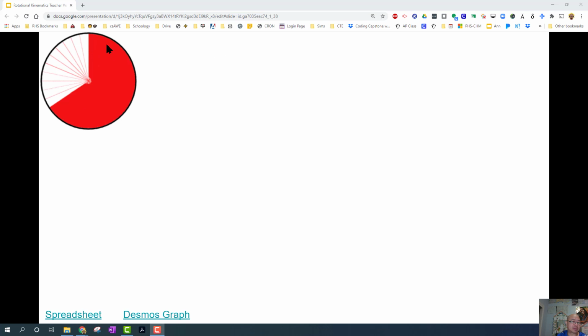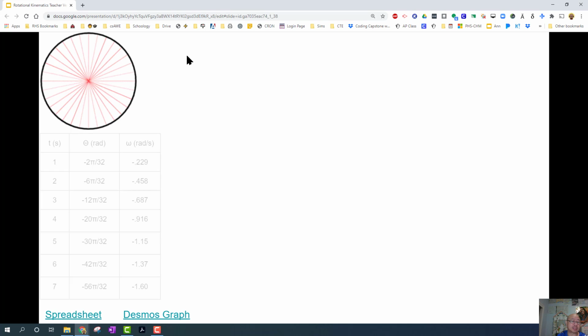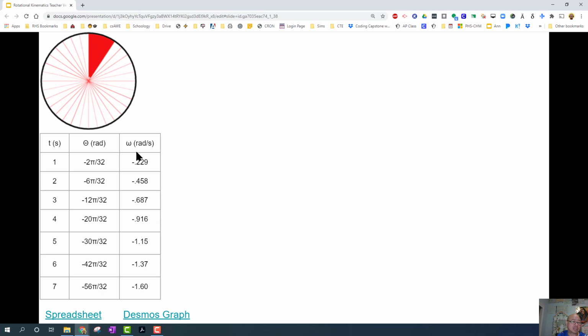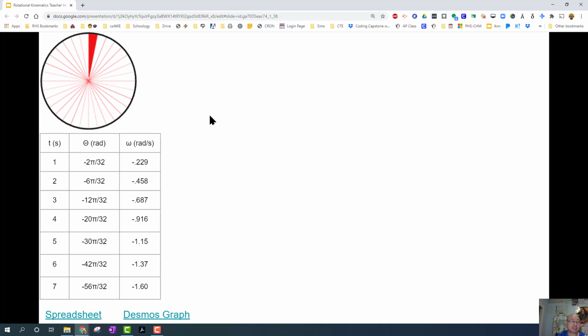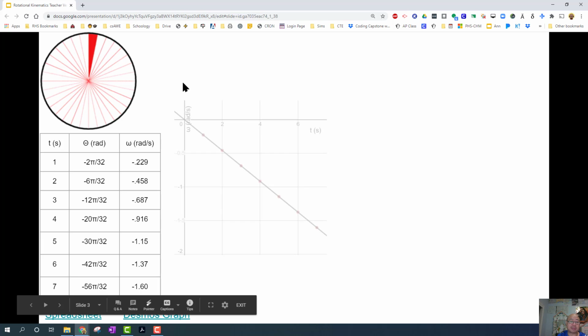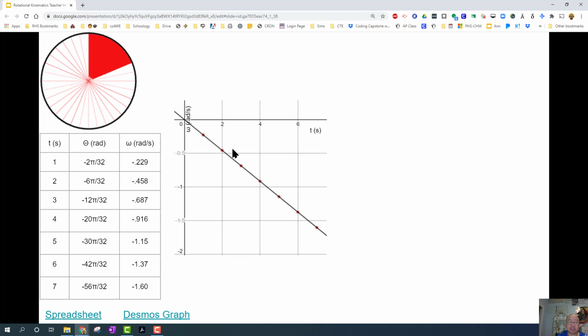In this example, the angular velocity is increasing over time, and we notice that the angular velocity and the angular displacement are occurring in the clockwise direction. So we would call that direction negative. That's the convention for rotational motion: counterclockwise is positive and clockwise is negative. If we make a graph of the rotational velocity over time, we find once again a linear relationship. This is the angular velocity, omega, versus time.